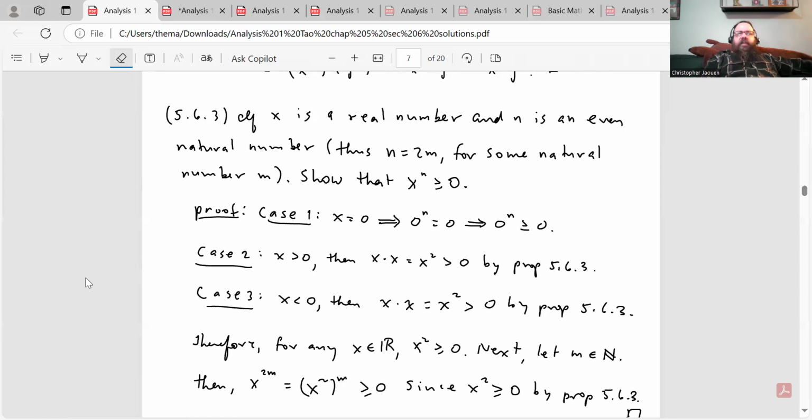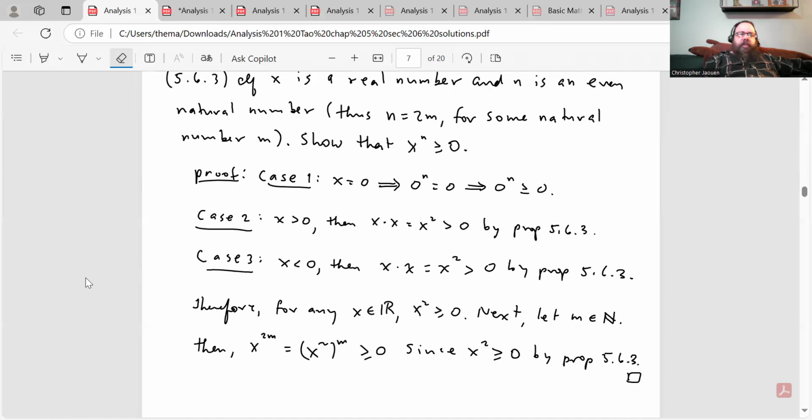5.6.3 says this: if x is a real number and n is an even natural number, then n equals 2m for some natural number m. Show that x to the n is greater than or equal to 0. So I broke this into three cases. Case one, if x is 0, then obviously 0 to the n is 0. So 0 to the n is greater than or equal to 0. Case two, if x is greater than 0, then x times x is greater than 0, but x times x is the same thing as x squared. That follows by proposition 5.6.3.